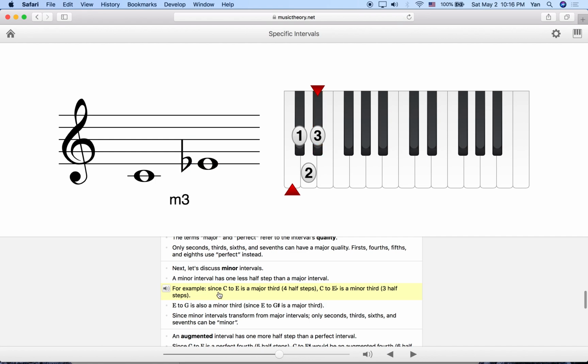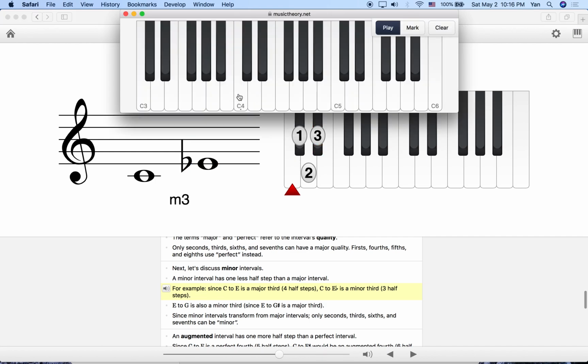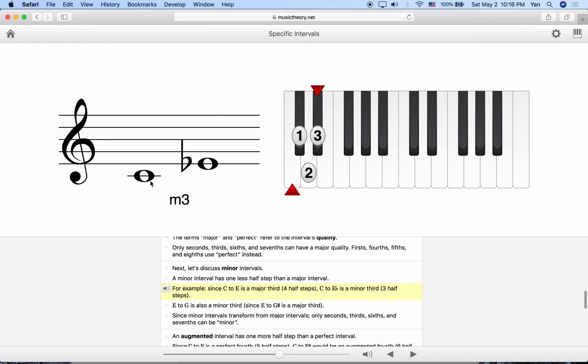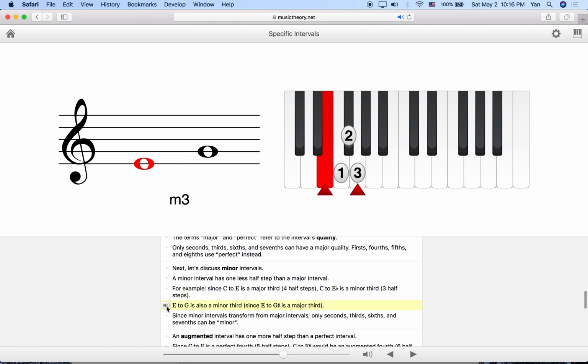Okay, so remember that the major third would have sounded like this. The minor third now is going to be 3 half steps. But it's still a third generically because the distance on the staff is the same. But now we're accounting for that flat that we didn't have before in the major third. Okay? Another minor third is E to G natural. Remember that in the major example, G was sharp, and that made it 4 half steps. Now we have 3 half steps, so that's a minor third.